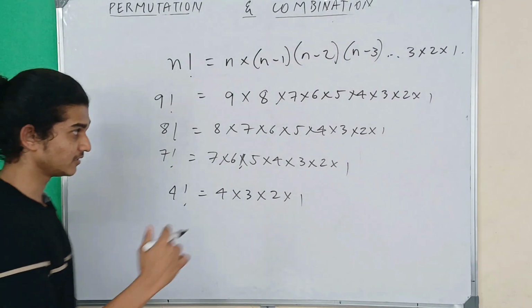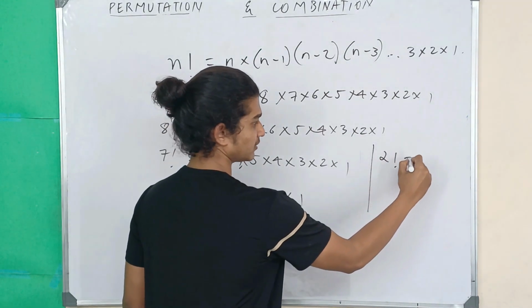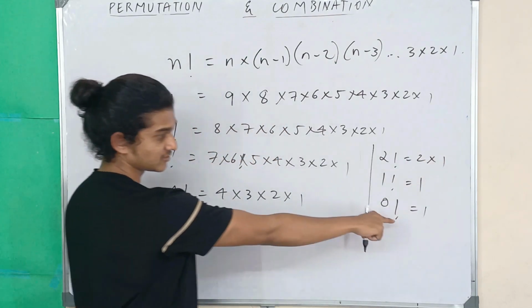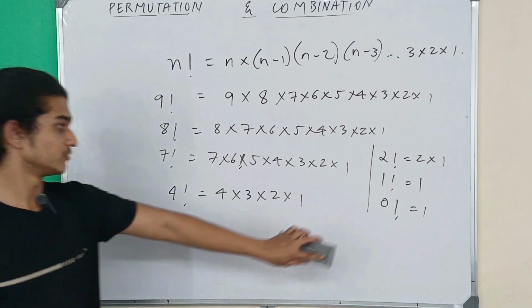And one more thing: 2 factorial is 2 into 1. 1 factorial is 1. 0 factorial is 1. 0 factorial is defined as 1, so you need to keep that in mind. So this is the one.